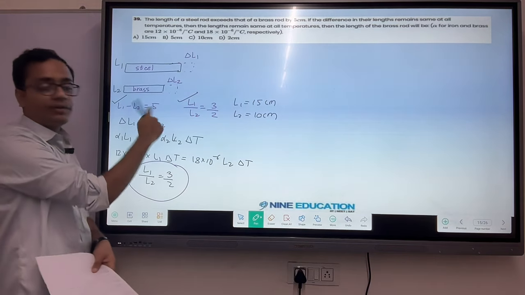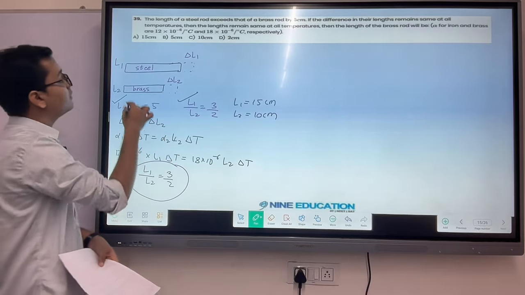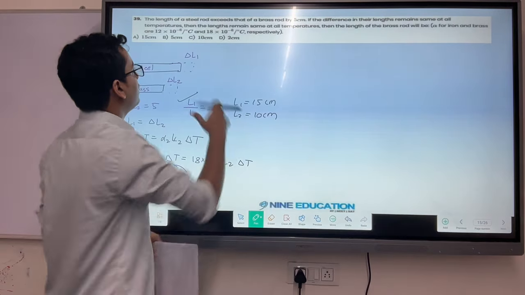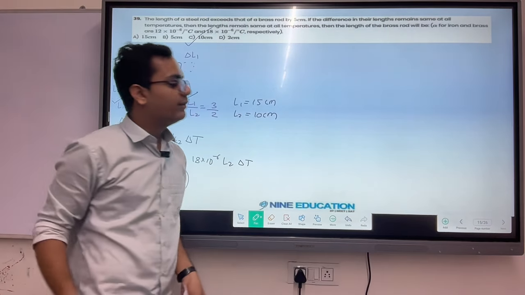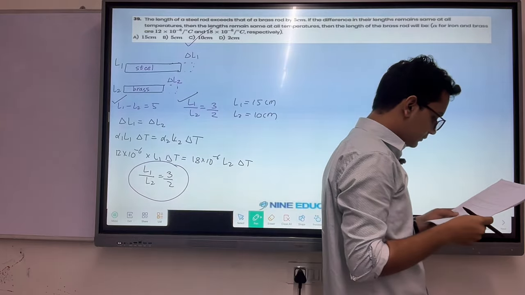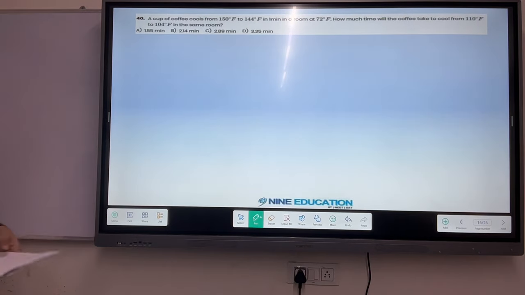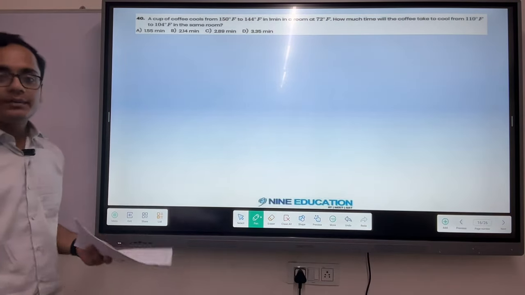Okay, 15 minus 10, 5, 15 by 10, 3 by 2. So what do you need to find? You need to find the length of the brass rod, which is 10 centimeter. Clear? Next one. Okay, this is a Newton's law of cooling.